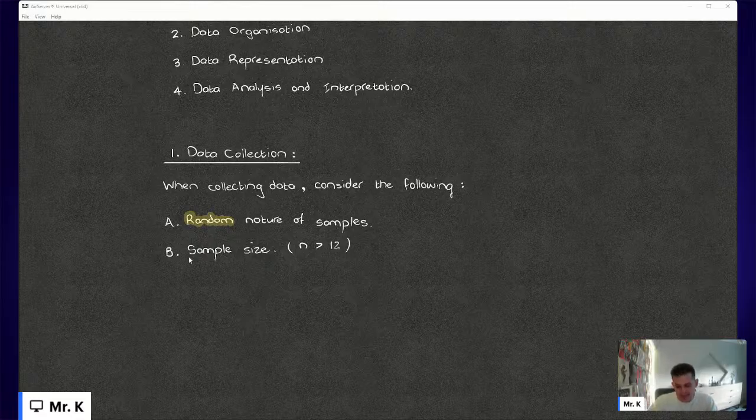So we need to consider that the people we select are random. The number of people we select must be relatively big, right? What else do we need to know?